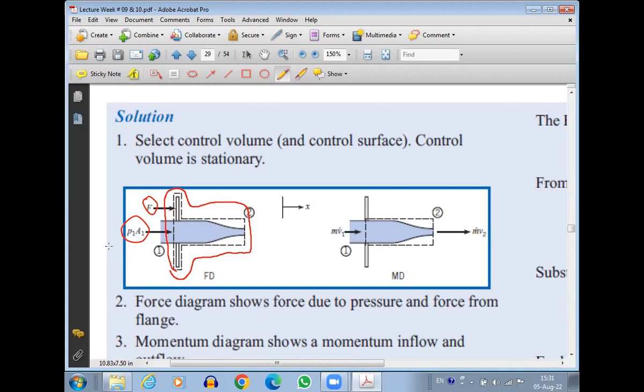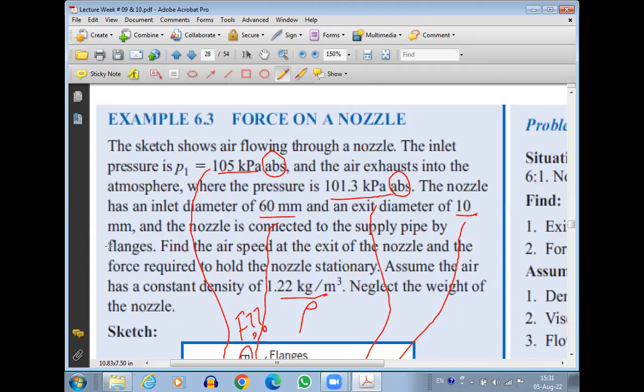And if the weight of the nozzle is there, it should be acting in the downward direction. But let's see the problem statement. It says to neglect the weight of the nozzle. So if you neglect the weight of the nozzle, then the weight of the nozzle is not there, obviously. And then we can also have the weight of the fluid inside the nozzle. It should also be acting downward, but we are also neglecting it. Although it is not mentioned in the problem that we are neglecting it, it is understood, because if we were not neglecting it, then we should know the volume of the nozzle, so that we can find out the weight of the fluid in the nozzle.